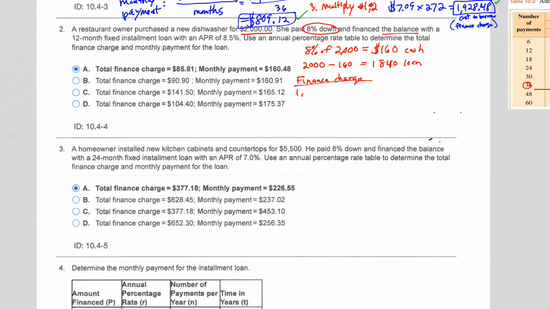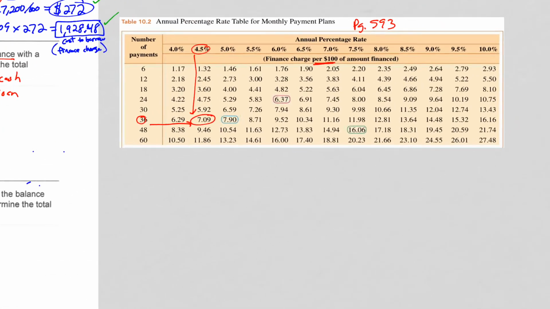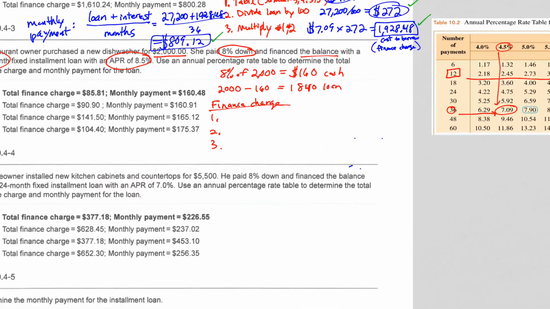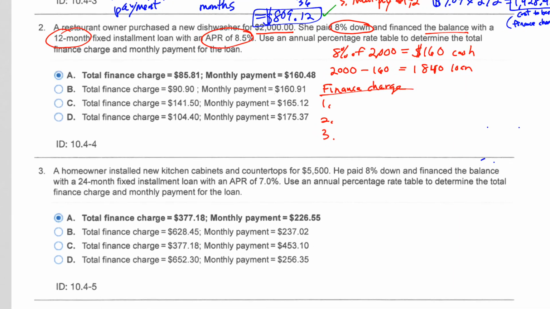So that's 3 easy steps, 1, 2, 3. From the table, it's a 12-month loan at 8.5%. So we go over here and we see 12 months, 8.5%, right there. Okay, so $4.66.